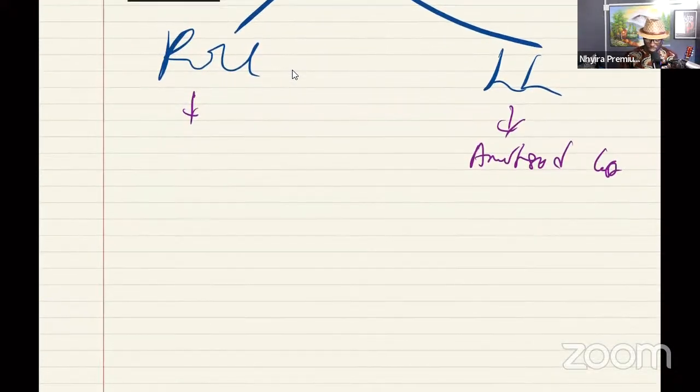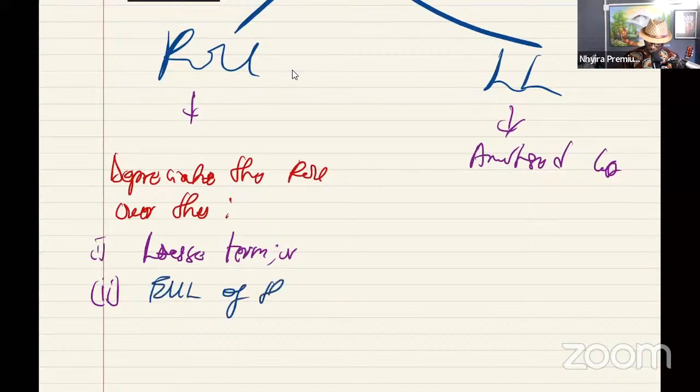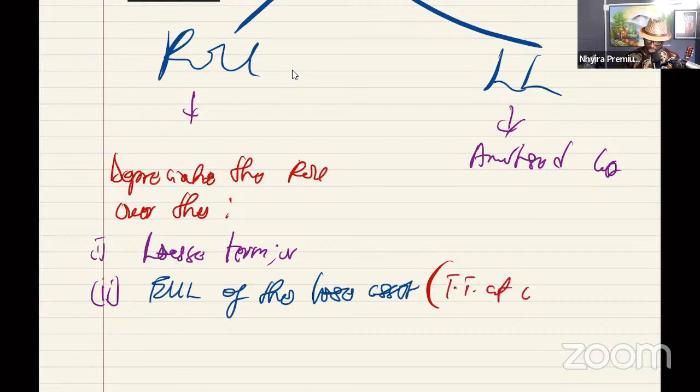Okay, so how do we deal with that? Very simple. We depreciate the right of use over either (i) the lease term, or (ii) the economic useful life of the leased asset. You use the second one if there will be title transfer, ownership transfer, at the end of the lease term.